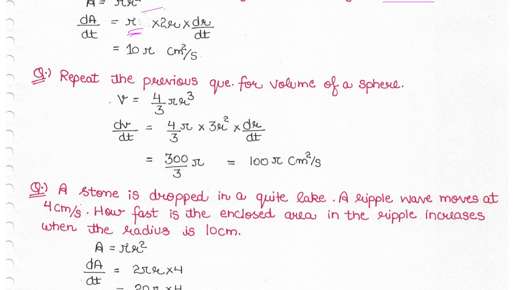We know the volume of a sphere V is equal to 4 by 3 pi r cube. So dV/dt is equal to 4 by 3 pi into 3r square into dr/dt. Okay, putting the given values, we have 100 pi cm square per second.